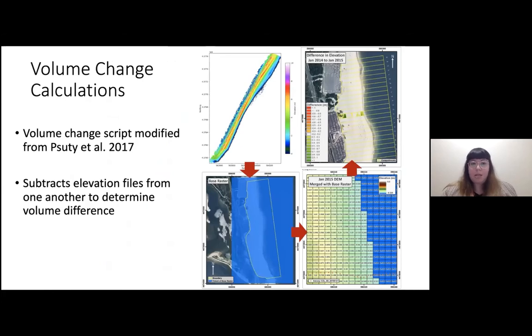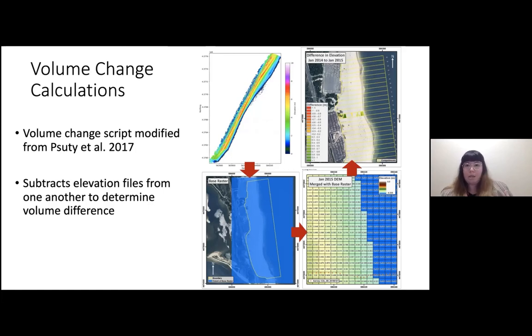And so the next step is utilizing some volume change calculations. So we used a volume change script modified from Sudi et al. 2017. This is a National Park Service protocol that utilizes RTKs to understand volumetric change. But we modified it a bit by using our digital elevation models derived from drone and RTK data.